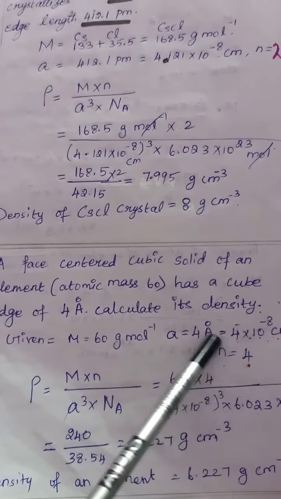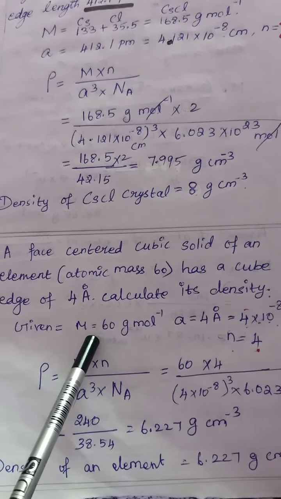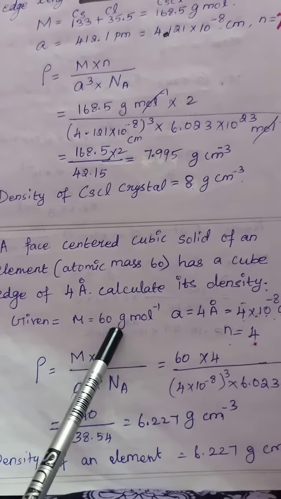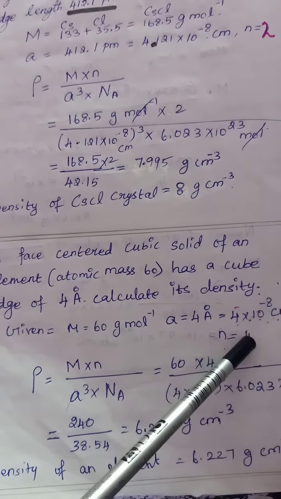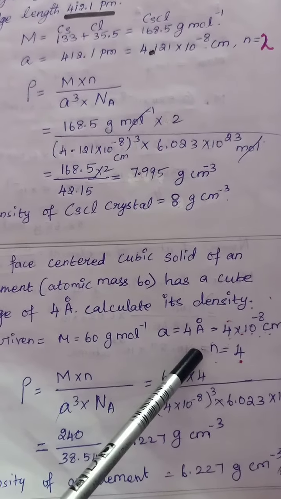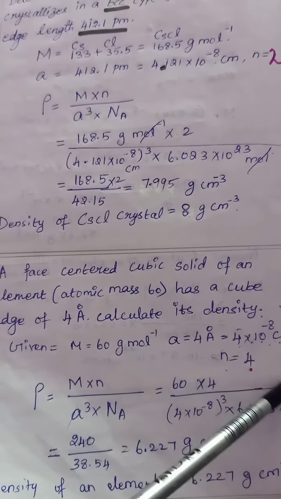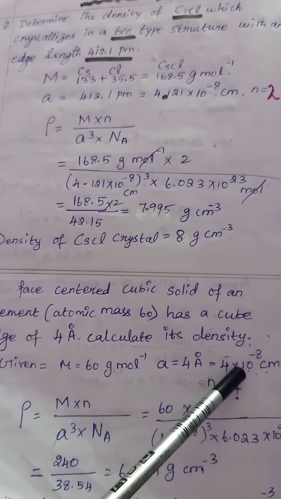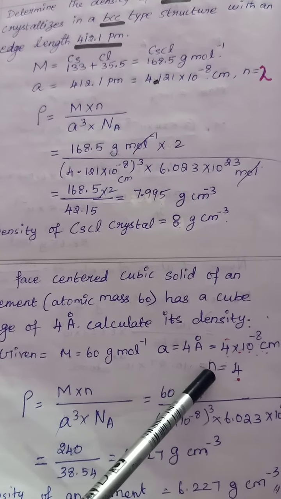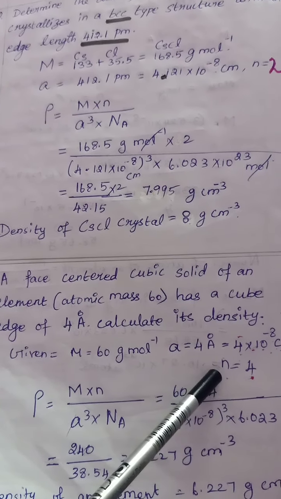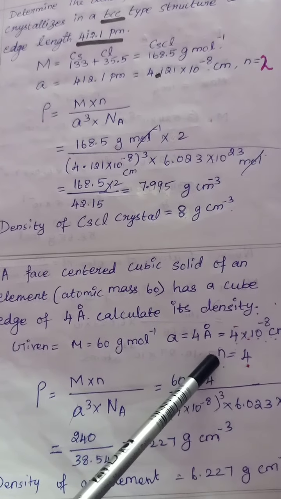Then calculate its density. The metal is not mentioned, but the mass is given: 60 gram mole inverse. The a value is 4 Angstrom. You convert Angstrom to meter, which means 4 into 10 to the power of minus 10. Here you want centimeter, so 4 into 10 to the power of minus 8 centimeter. Then n value: what is the total number of atoms present? How many atoms are present in the FCC unit cell? 4. So n value is 4 in the FCC.